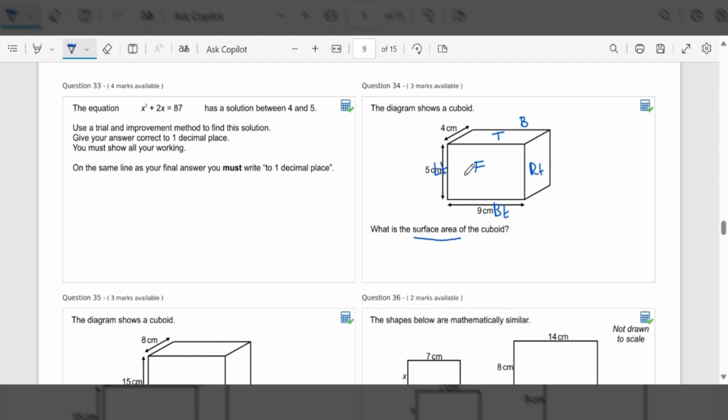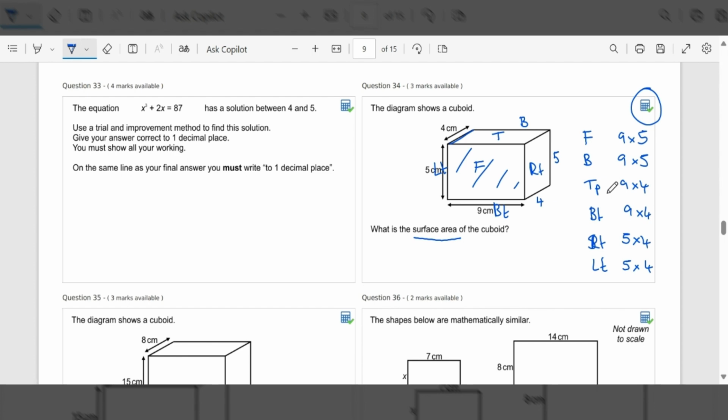So the front rectangle, the front is 9 by 5. The back is 9 by 5. Then the top is 9 by 4, and the bottom is 9 by 4. And then the sides, the right and the left, as I call them, are 5 in height and 4, so 5 by 4. And the left is 5 by 4. And we work them all out on a calculator, and then we just add them all up, okay?